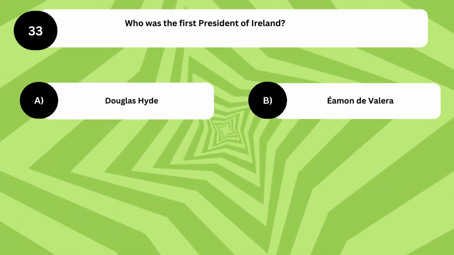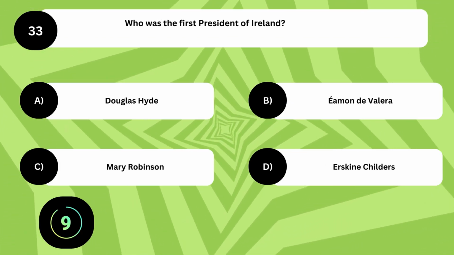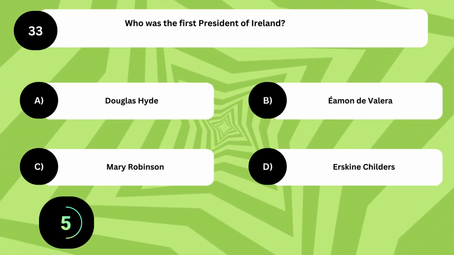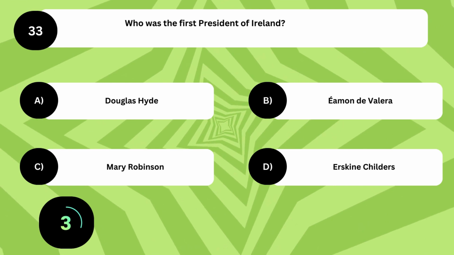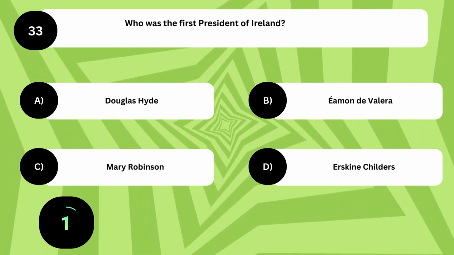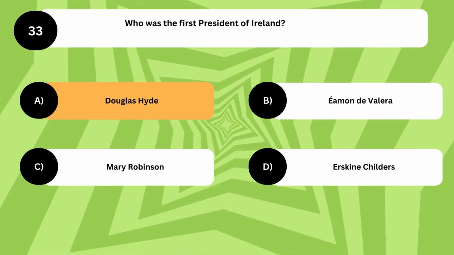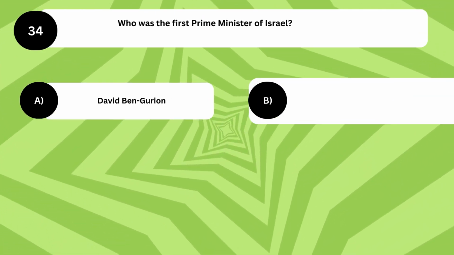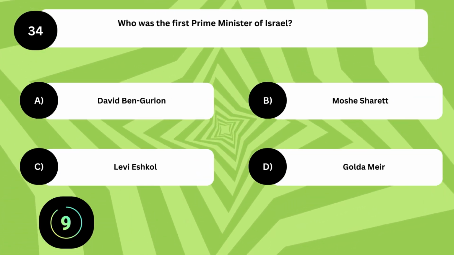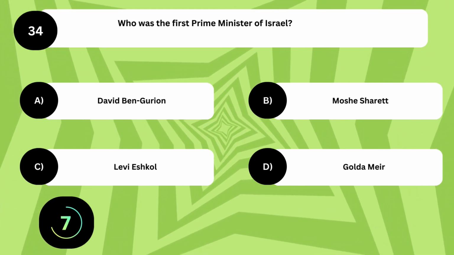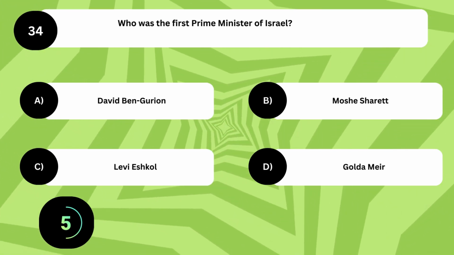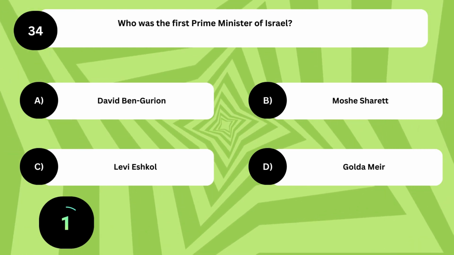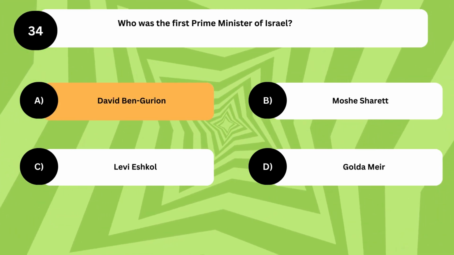Who was the first President of Ireland? The answer is Douglas Hyde. Who was the first Prime Minister of Israel? The answer is David Ben-Gurion.